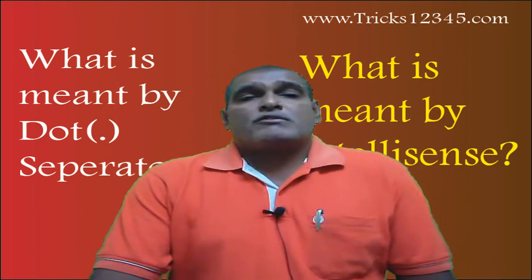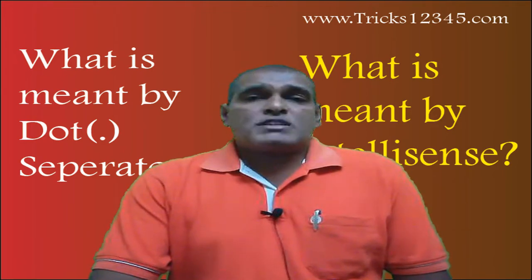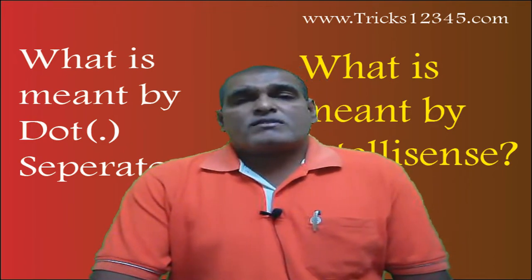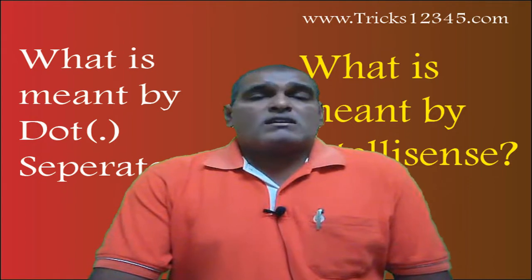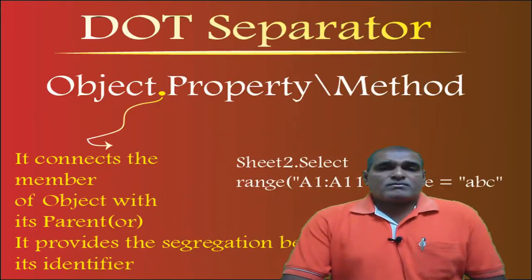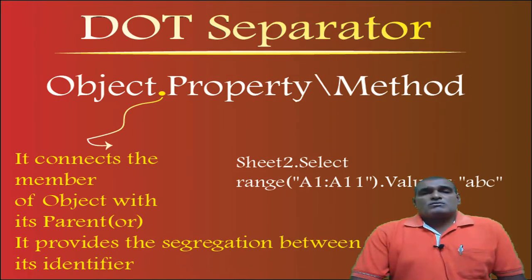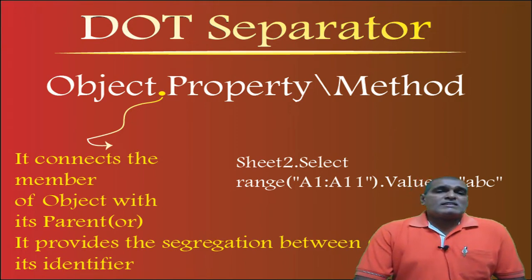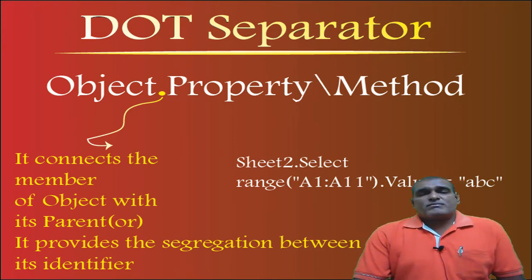We know that VBA is an object-oriented language. Hence, objects play a vital role in VBA Macros. Objects consist of properties and methods. By using this dot separator, the user can provide segregation between an object and its property or method. So let me explain programmatically.